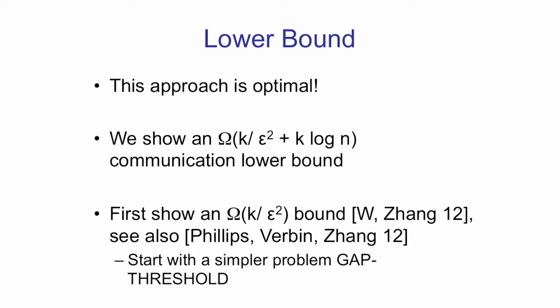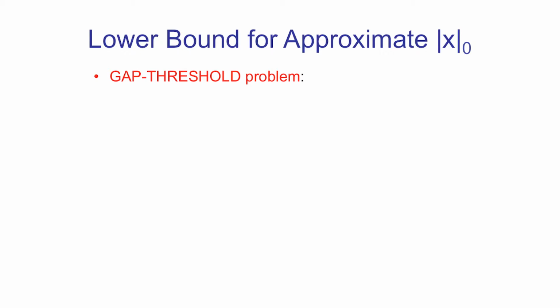So how are we going to prove this k over epsilon squared lower bound? Let's start with a simpler problem that I'll call the gap threshold problem. Let's look at this problem. Here, instead of holding a set, player i just holds a bit, z_i.